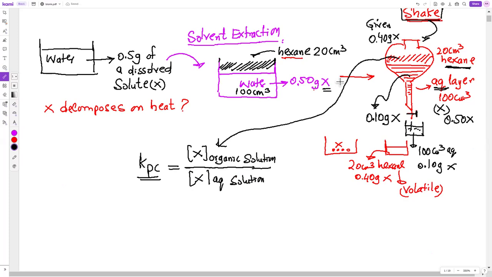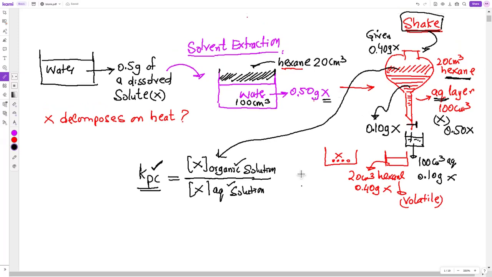What is Kpc? X divides itself between two immiscible solvents, and X always divides itself between the two solvents in a particular ratio in a way that the value always remains constant, and that constant is Kpc. When X divides itself, you get two solutions. Both solutions have different solvents, but the solute is the same. One solution is an organic solution, the other is an aqueous solution. Both have X as solute.